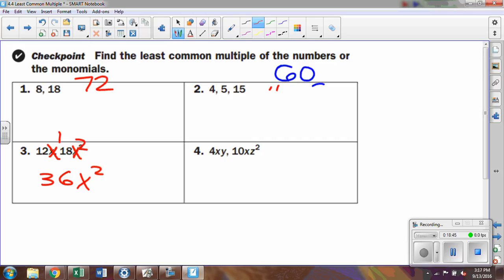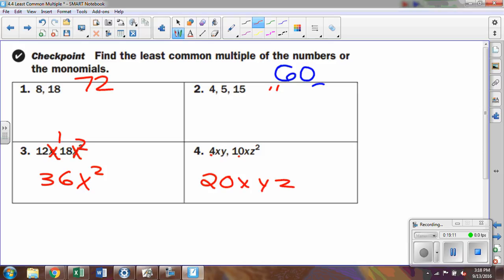Now we'll go on to number 4. What's the least common multiple for 4 and 10? That would be 20. From here, we need to put on the variables. So what variables pop up? X, Y, and Z. We have x, we have y, we have z. All 3 of them are there.